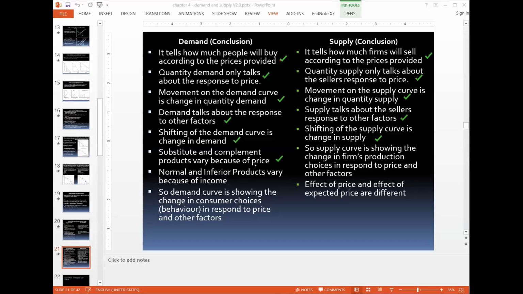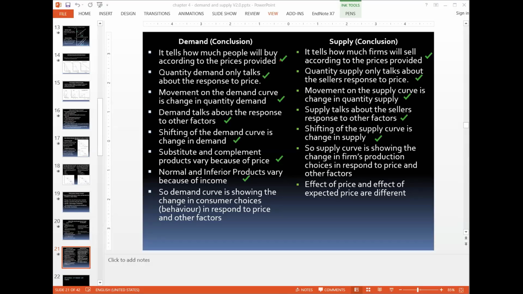Substitute and complement goods vary because of the price. So the related goods vary because there are two types. And the income effect will vary because of two types. Okay.